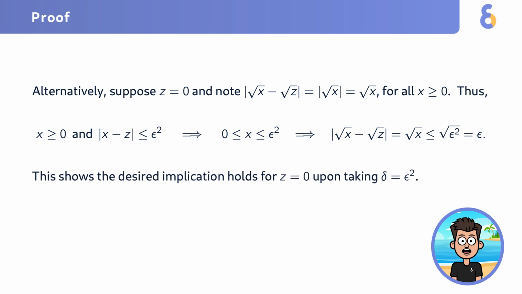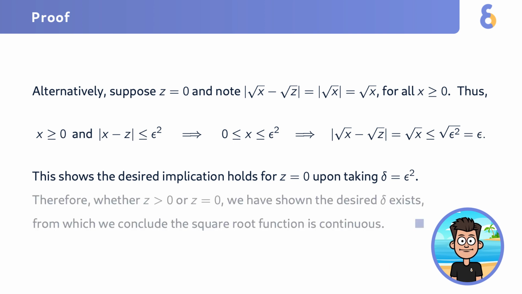We have now established the desired implication for when z equals 0, since in this case we can pick delta to be epsilon squared. To wrap up formally, we can then say, therefore, whether z is positive or z equals 0, we have shown the desired delta exists, from which we conclude the square root function is continuous.